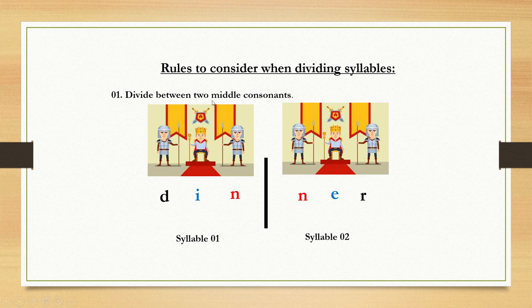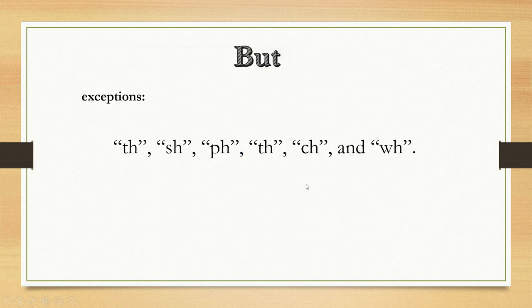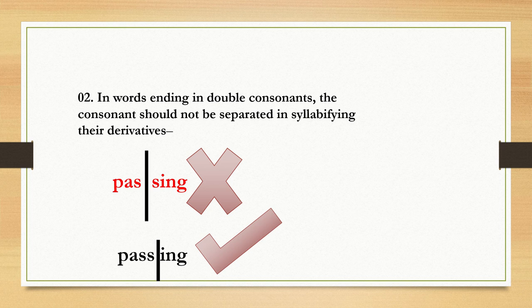First rule is divide between two middle consonants. There are two middle consonants between these two vowels, so we can divide from the middle of the consonants. The pattern is VCCV, but we don't divide these consonant clusters. We don't divide like this.